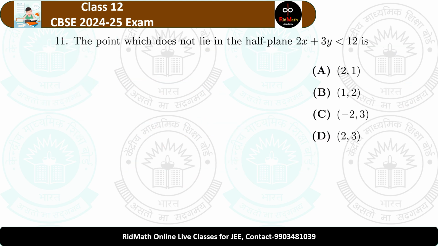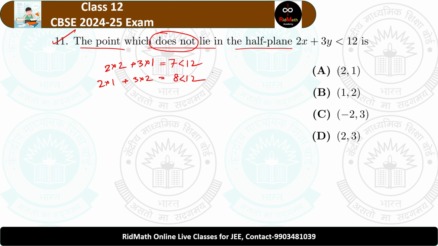Next problem, question number 11. The point which does not lie in the half plane 2x plus 3y less than 12. So let us check one by one for these points. So this is 2 into 2 plus 3 into 1. So this is 4 plus 3 equal to 7, which is less than 12. So this point lies. So here it is said does not lie. So this is 1 comma 2. So this is 2 into 1 plus 3 into 2. That is again 8, which is less than 12. So this is also lying in the half plane.